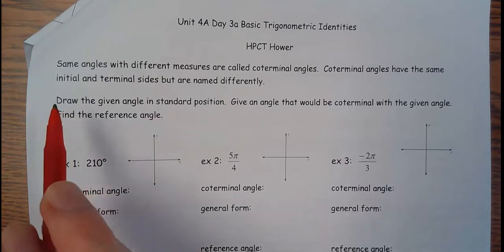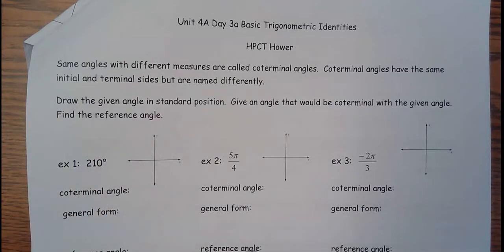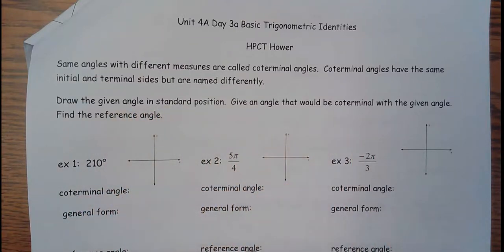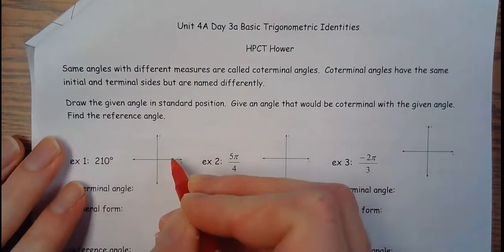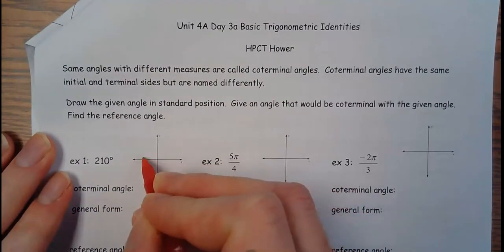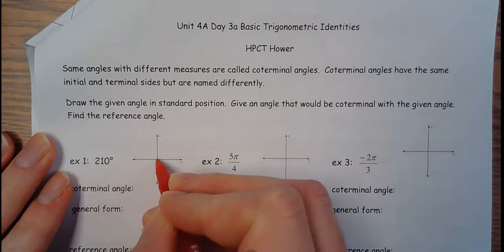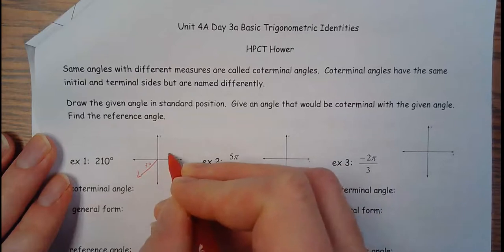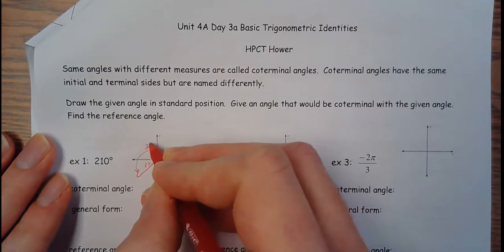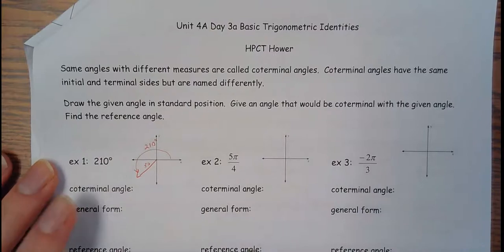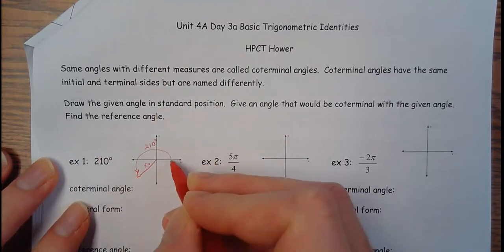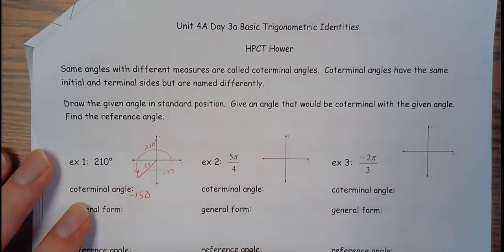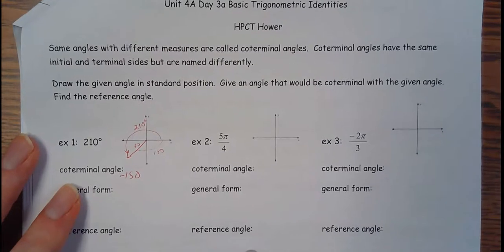So down below, we're supposed to draw the given angle in standard position, and then give an angle that would be coterminal with that. So 210 degrees, first off, this would be 180, and then to get to 210, you have to do 30 more. So this is just 30 degrees more. I'm kind of putting that down to remember that. So this is 210 degrees. A coterminal angle, instead of going this way, I could go this way, 150. So negative 150 would be considered a coterminal angle with that.